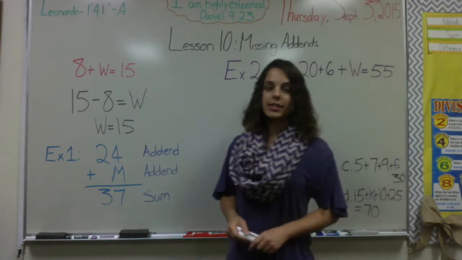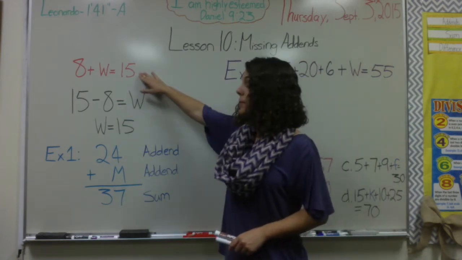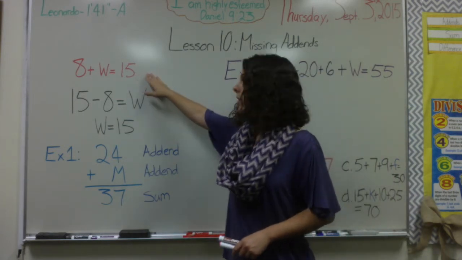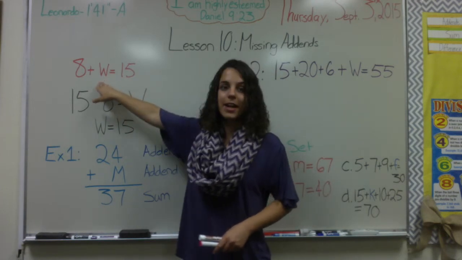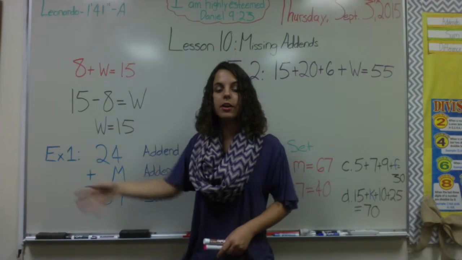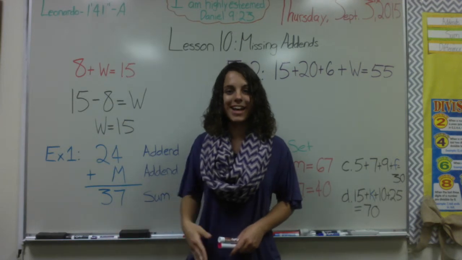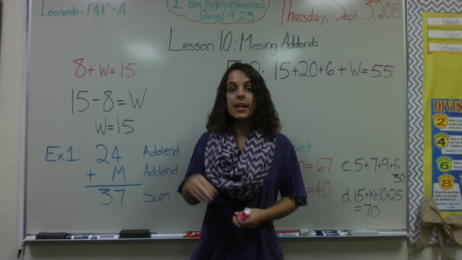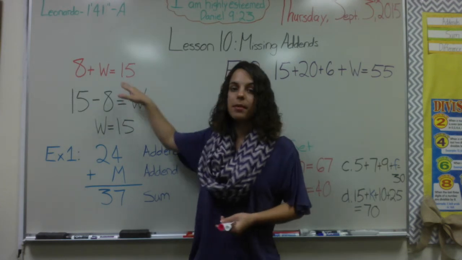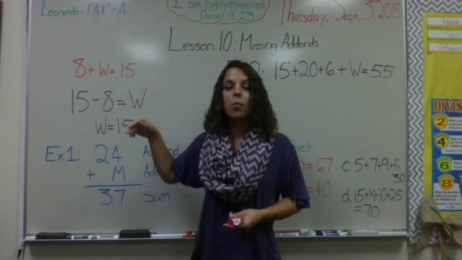Alright, we're going to go ahead and start with 8 plus W equals 15. Now whenever I have a missing addend, it's just going to be labeled as a letter. It can be any letter of the alphabet, it could be a capital letter or a lowercase letter.